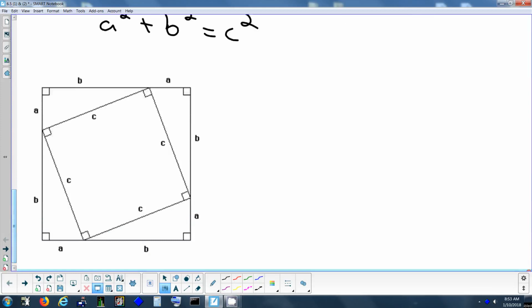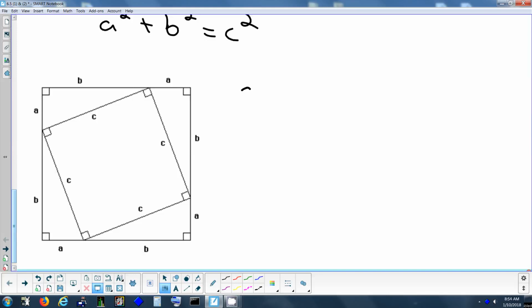Okay, so what we want to do is focus on finding areas. I want to find the area of something in that picture, but I want to find it two different ways. Let's focus on the area of the big square. How do you find the area of a square? What's the formula? Leo? Side squared. And what's the length of the side of the big square? It's a plus b.